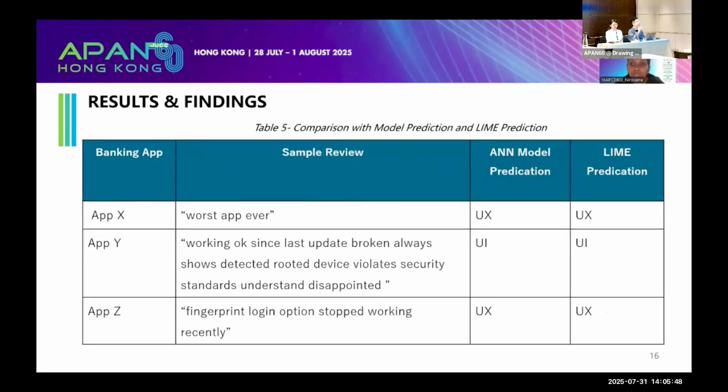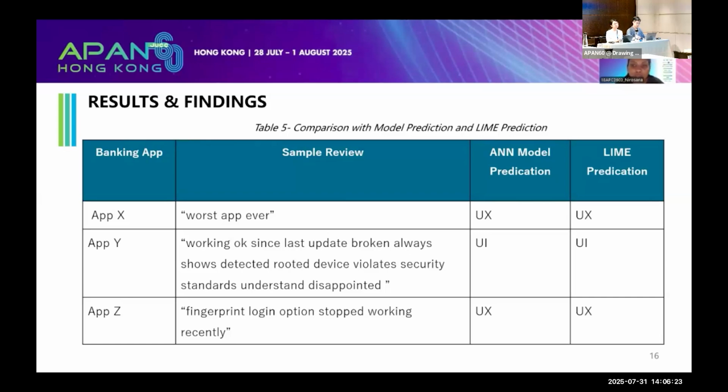Next, this table compares ANN predictions with the LIME results for the same reviews. Since both gave the same UI and UX labels, it confirmed the reliability of the ANN, while LIME adds interpretability and helps explain why the model made this prediction. Alongside the comparison table, these LIME visuals show how the model interprets the prediction for one review from each banking app, highlighting the keywords that influence the classification as UI or UX.